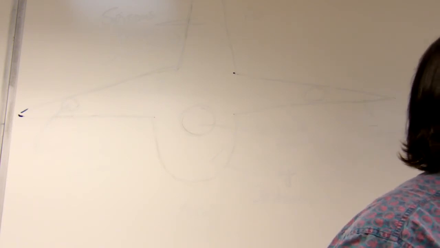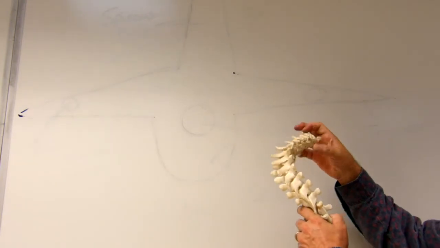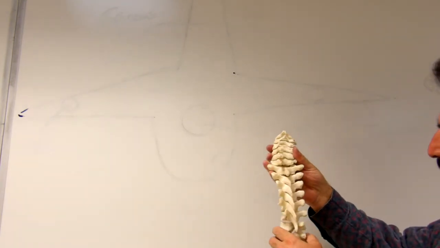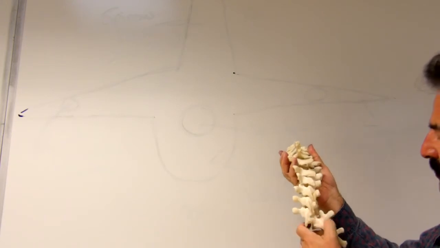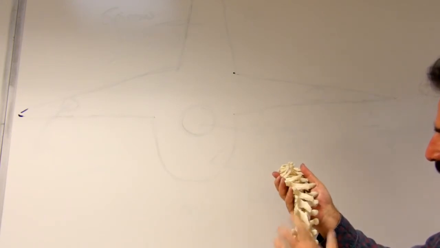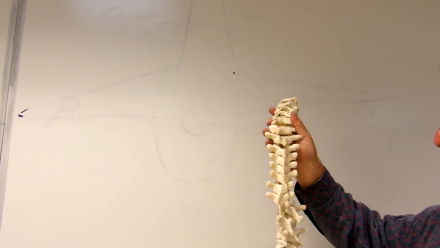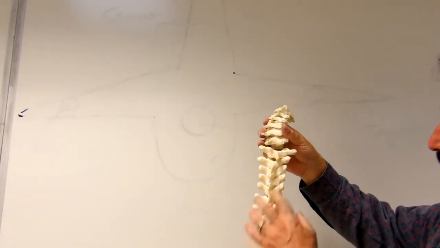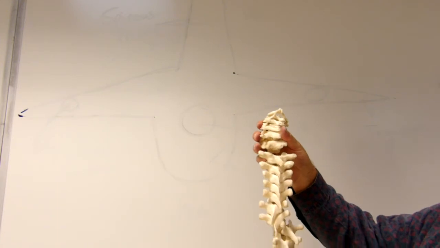Superior articulating process and inferior articulating process. If I take a spinal cord right here, and I've got my cervical vertebra up here, and then just below that, my thoracic vertebra. Notice that they are stacked one on top of the other.